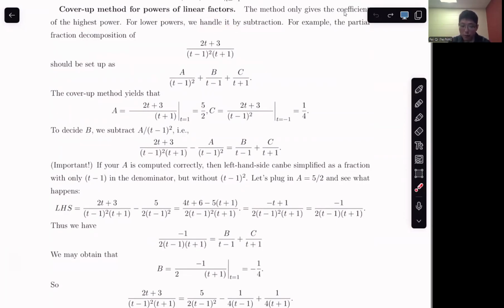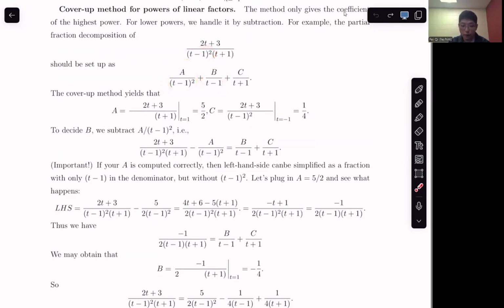So let's start with the partial fraction decomposition of 2t plus 3 divided by (t minus 1) squared times (t plus 1). First of all, the factorization involves a higher power. So the drill is you need to start from the highest power of this linear factor, and you need to go all the way down to the first power.